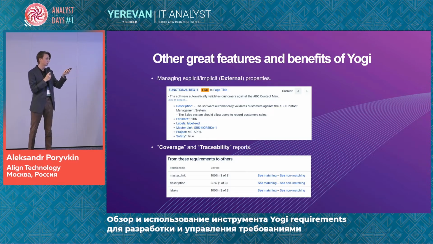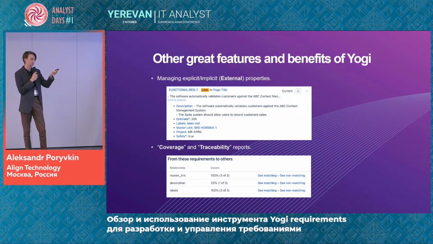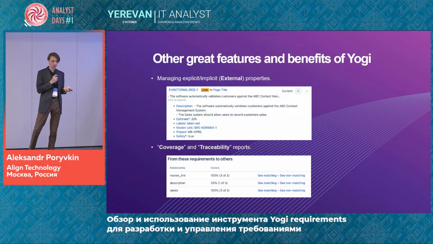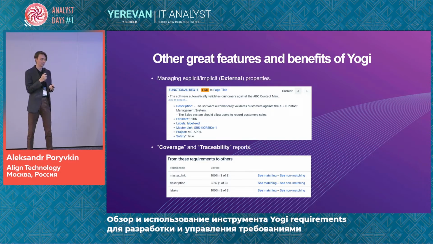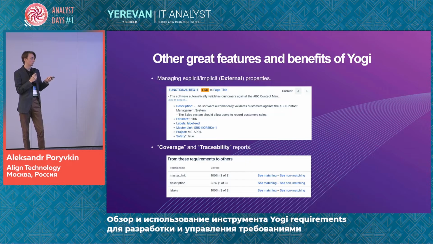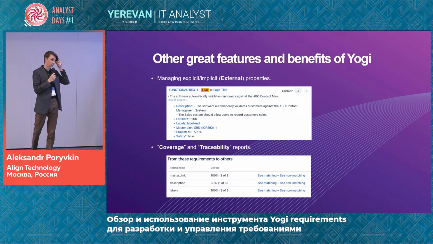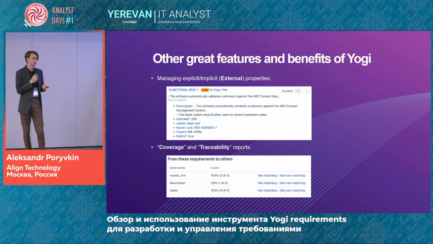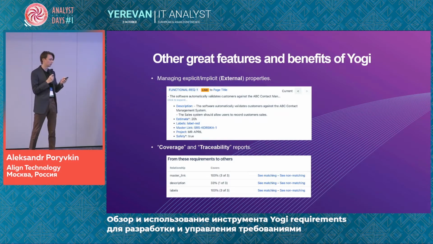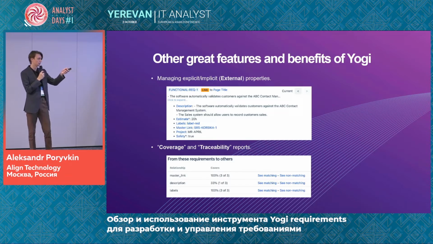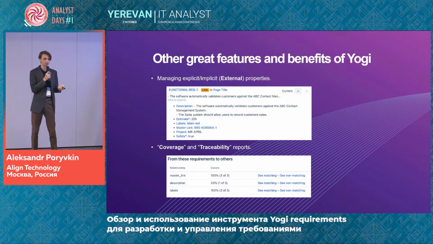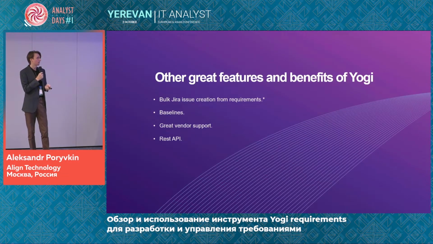Additionally, there is coverage and traceability reports. Traceability is basically an RTM, an expanded report that helps you trace everything and anything that Yogi has information about, and coverage is a non-statistical tool that can show you percentage coverage for one property or another, or you can look up requirements that are compliant with this filter or non-compliant. With the description requirement, you can see that only one is covered, the others are not.